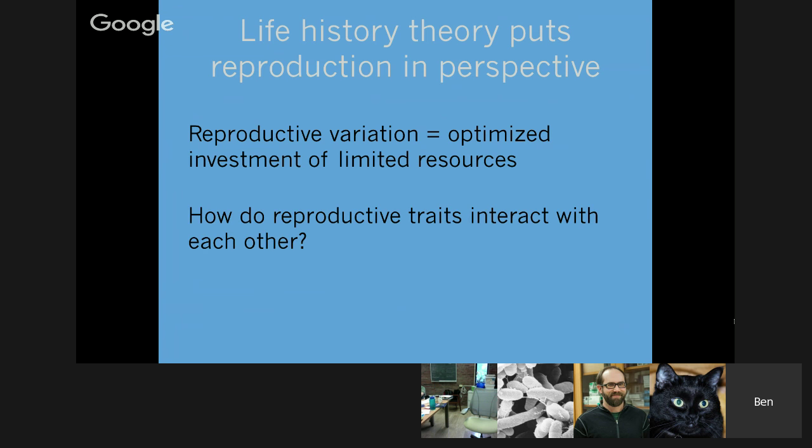One fundamental idea from life history theory is that reproductive variation can be understood if one knows two pieces of information. The first is how traits which influence reproduction interact with each other, and the second is how these traits interact with the environment. I've attempted to examine both of these aspects of bacterial reproduction, and I'll tell you more about them today.